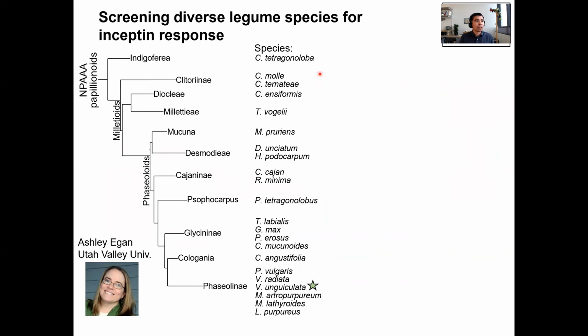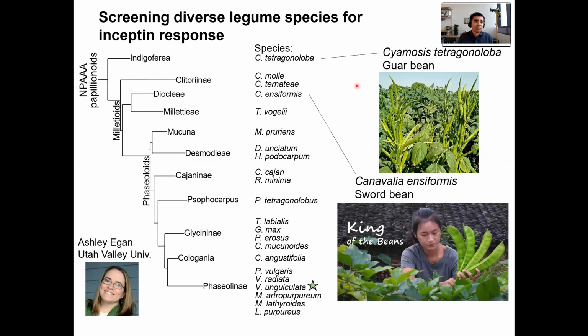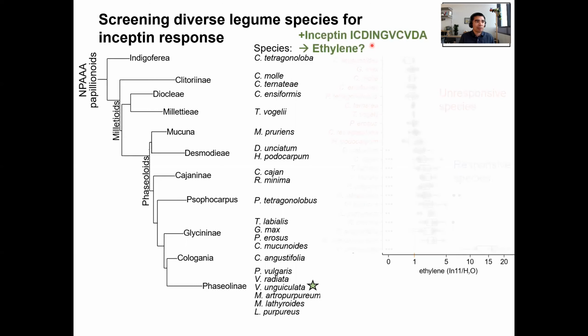And his first task was to screen legume diversity for Inceptin responses. We collaborated with Ashley Egan at Utah Valley University, a legume systematist, to come up with a great species tree of legumes, which includes not just cultivated species, but semi-cultivated and wild species such as guar bean and soybean. And then what Simon did is grew up these species and tested for their ability to respond to Inceptin peptide. We're using a very simple generic defense marker, the production of inducible ethylene. And I'm showing you here on this axis the ratio of plants treated with Inceptin peptide versus just water as a mock.